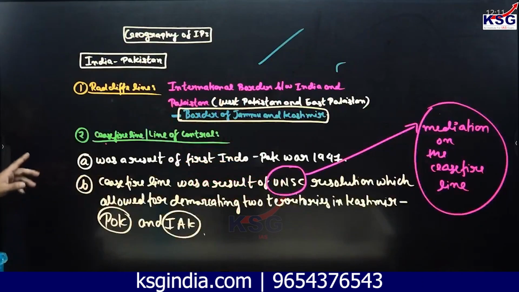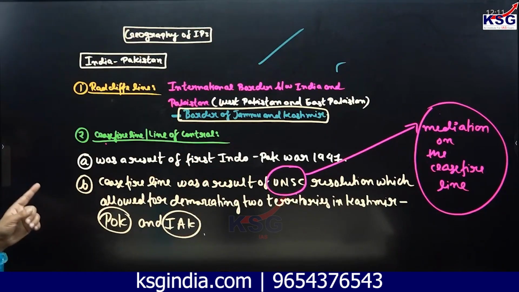So you take a look at this. A ceasefire line was a result of the first Indo-Pak War 1947. Ceasefire line was a result of the UNSC resolution which allowed for demarcating two territories in Kashmir, which is POK and IAK, which is Pak occupied Kashmir and Indian administered Kashmir.